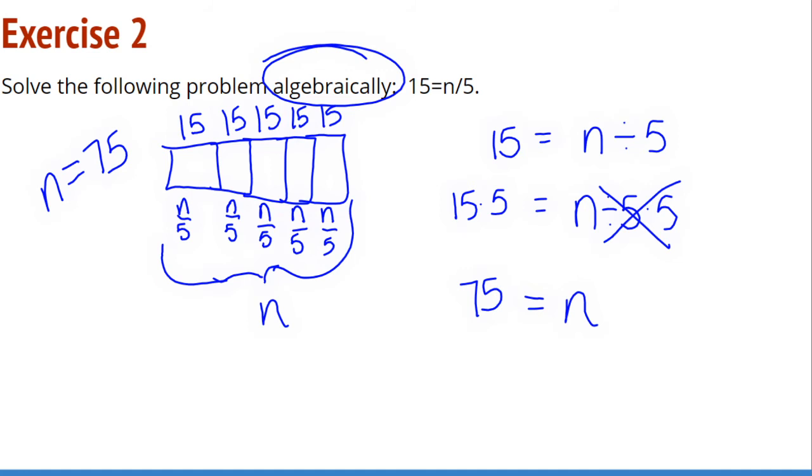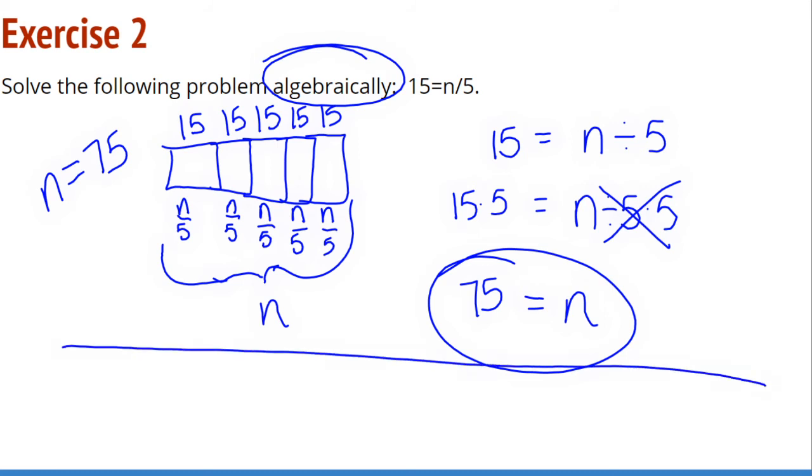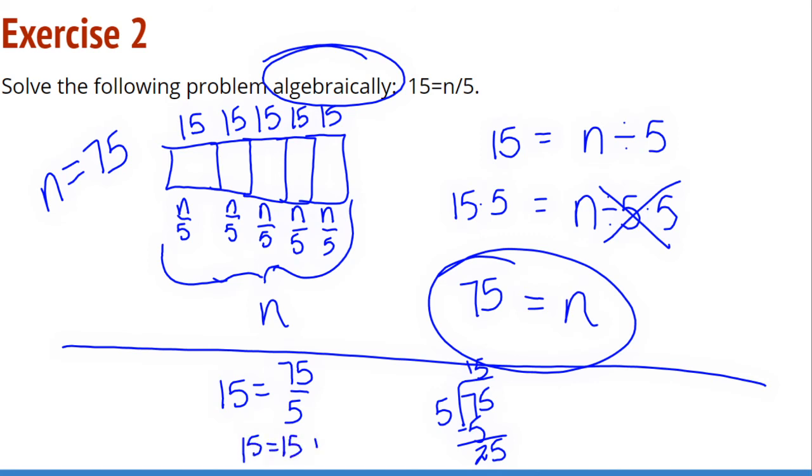So now I've solved this problem 2 different ways. Tape diagrams and algebraically, I have the same answer. Now what I need to do is actually check this. So 15 is equal to 75 divided by 5. Now I need to actually do 75 divided by 5. Excellent. And I find out that 15 is equal to 15.